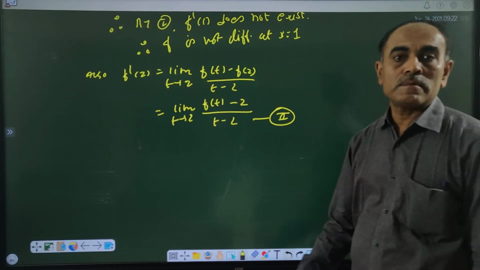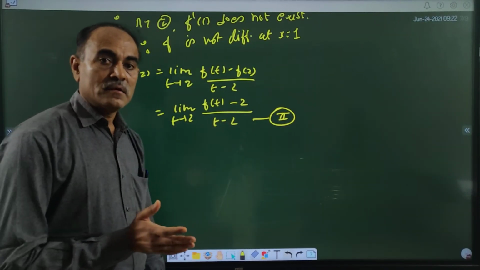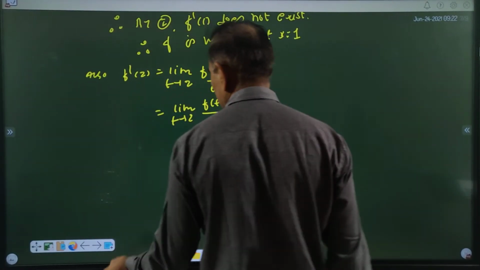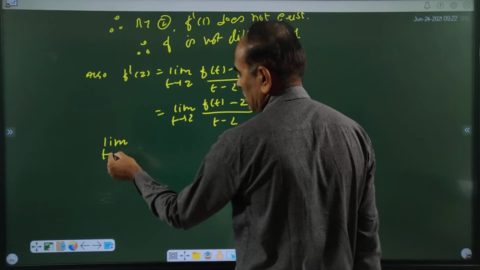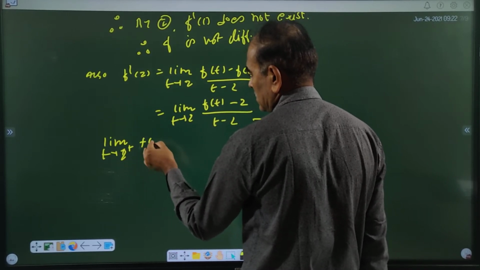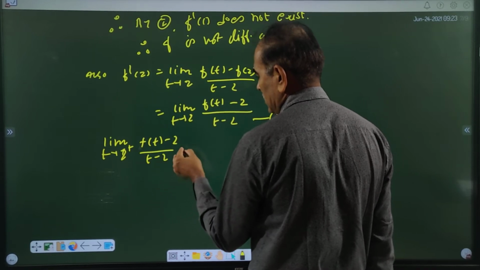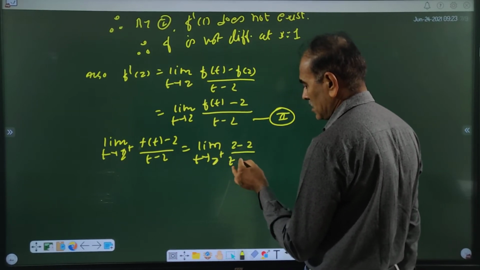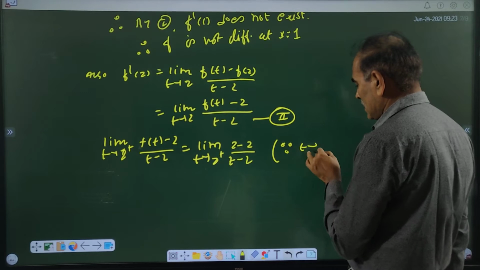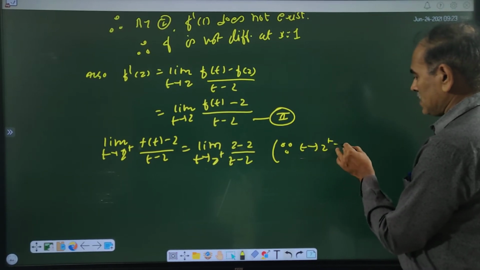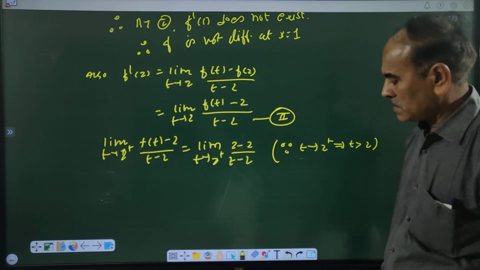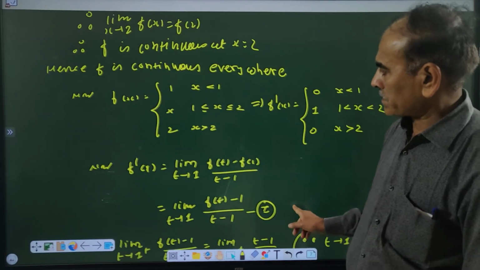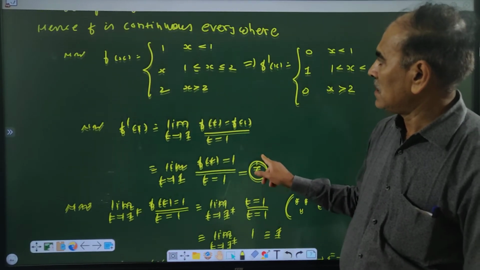Now on the same line, prove that this limit does not exist. So check the existence of the left limit and the right limit. Limit t tends to 2 plus of f of t minus 2 upon t minus 2 is limit t tends to 2 plus of 2 minus 2 upon t minus 2. Why? Because t tends to 2 plus implies t greater than 2. If t is greater than 2, then f is 2. Less than or equal to 2, then x.